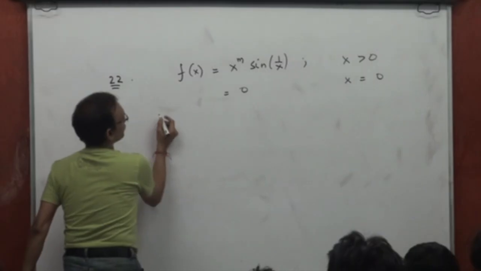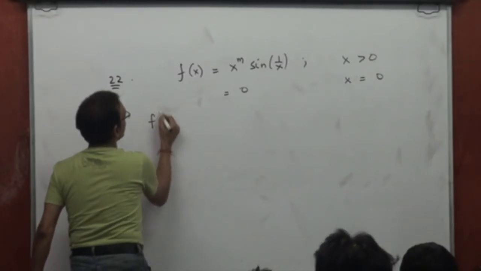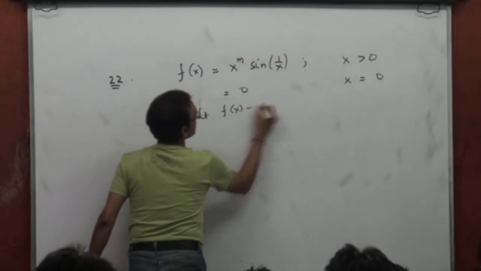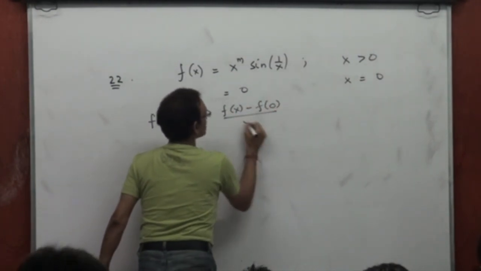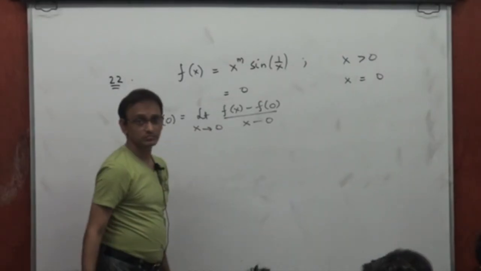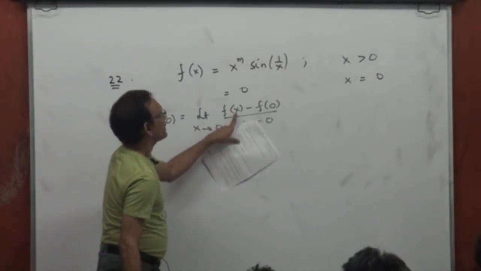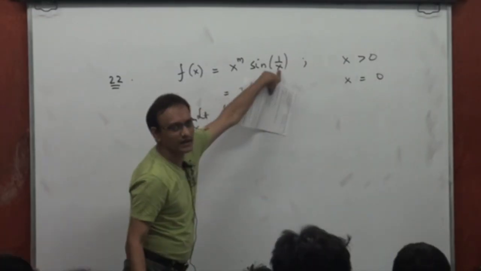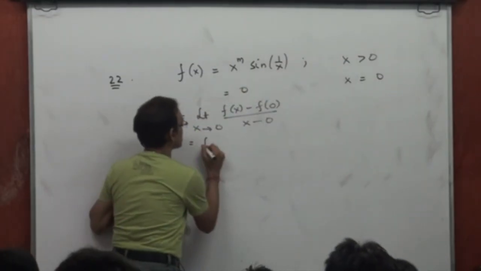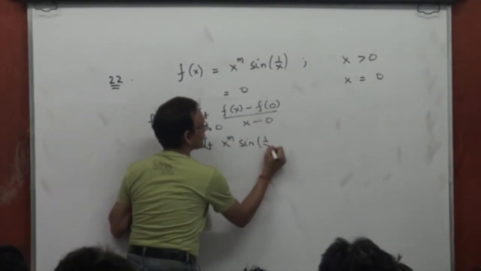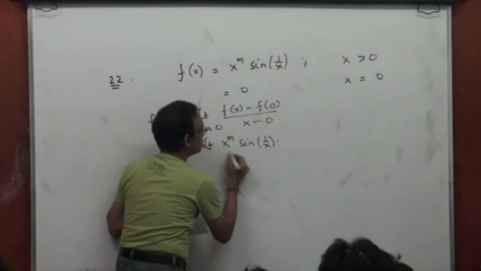If you want to check for differentiability at x equal to 0, f'(0) would be the limit of (f(x) minus f(0)) by (x minus 0), x tends to 0, right? And f(x), when x tends to 0, that means when x is not 0, is given by x^m sin(1/x). And f(0) is 0.